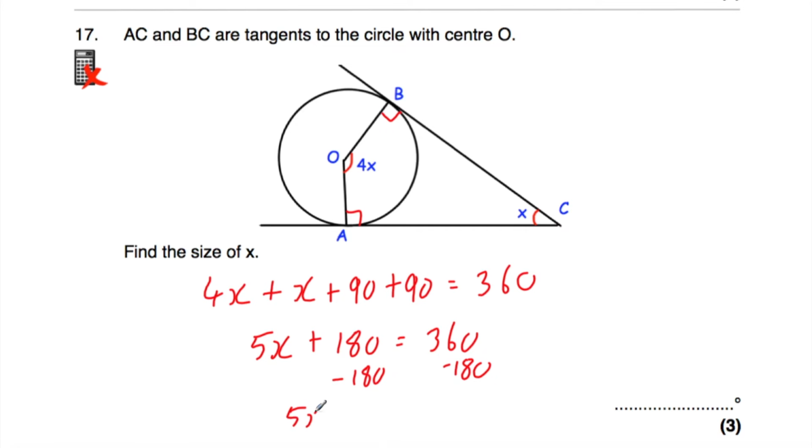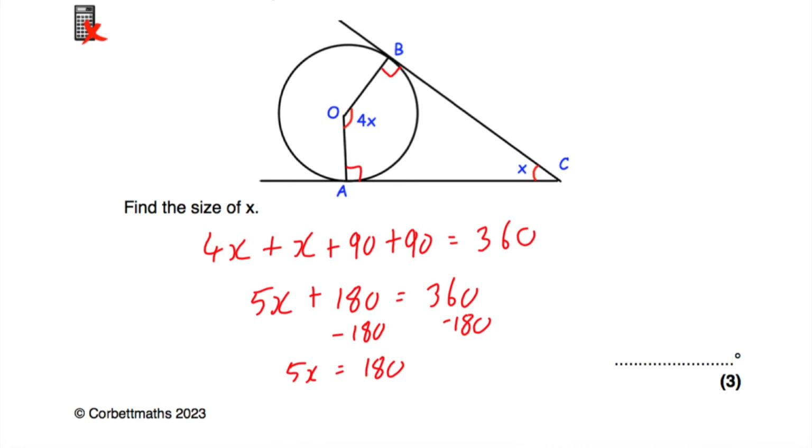So we get that 5x is equal to 180, because if we take away the 180 from the left hand side, we're left with 5x. And if we take away 180 from the right hand side, we're left with 180. And then finally, we just need to divide by 5 and divide by 5. 5x divided by 5 would just be x, and then 180 divided by 5 is 36. So that means that x is 36 degrees, so this is a 36-degree angle. And if you were asked to work out the size of this one, we would do 36 times 4, and that would be the size of that angle.